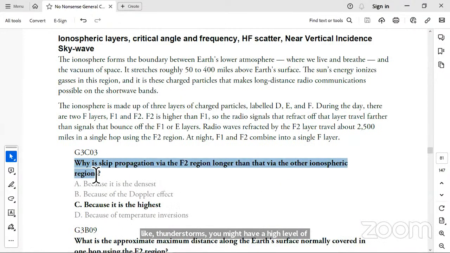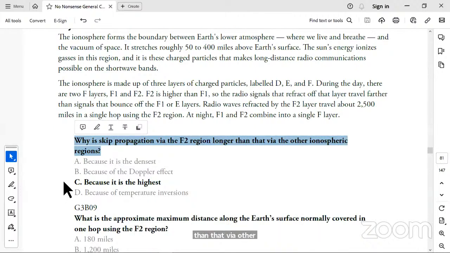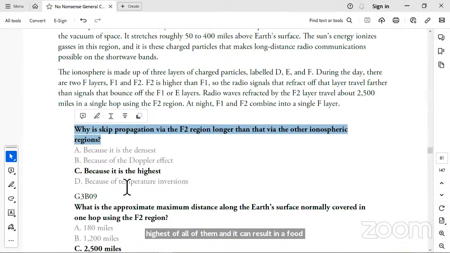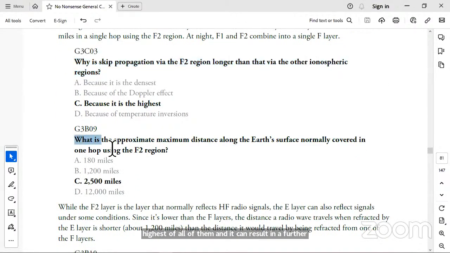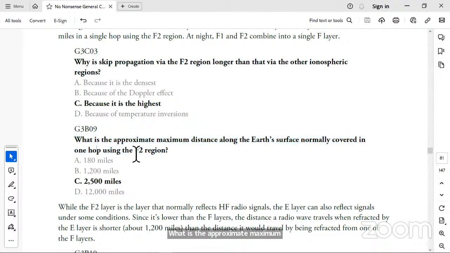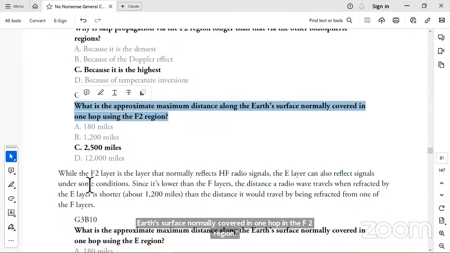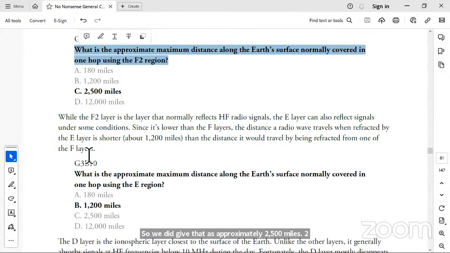Okay, why is skip propagation via the F2 region longer than that via other ionospheric regions, meaning the D and the E and so on, right? Well, the reason is because the F2 is the highest of all of them, and it can result in a farther propagation. What is the approximate maximum distance along the Earth's surface normally covered in one hop in the F2 region? We did give that as approximately 2,500 miles for the F2 region.